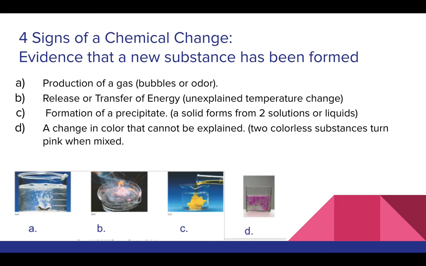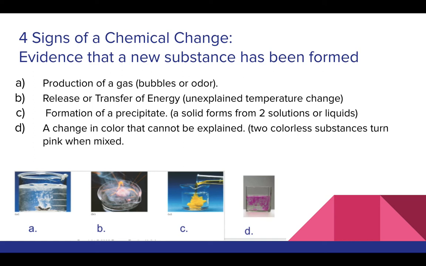The release or transfer of energy, and that would be an unexplained temperature change. So for example, you pour 2 things together that were room temperature, and without applying any heat to them, they spontaneously get very hot. That would be a sign that there's some bonds being broken and reformed and a chemical change. Formation of a precipitate, and a precipitate is a solid that forms from 2 solutions or liquids.